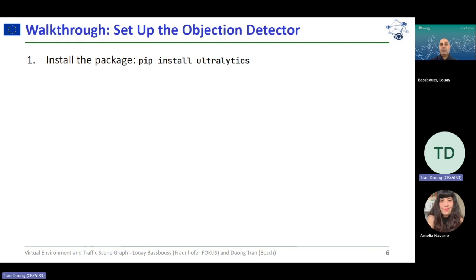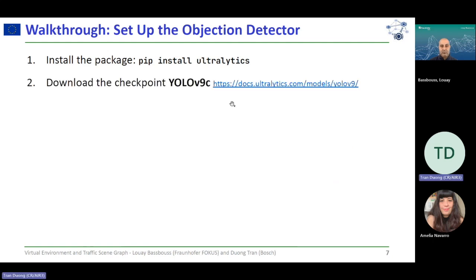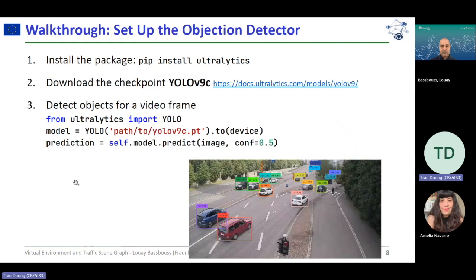Here for the object detection, we're going to use YOLO version 9. To set up YOLO, we need to install the package. Then we need to download the checkpoint YOLO v9c and place the file somewhere on the local machine. Then we detect the objects for a video frame using a few lines of code here. The first thing is to initialize the model, then we do the prediction. And here the prediction will contain all the bounding boxes for all the objects.